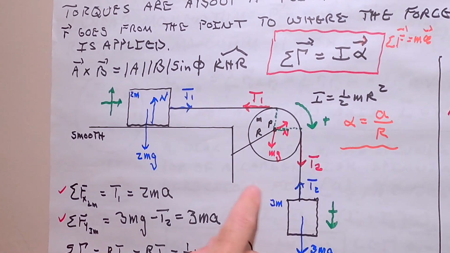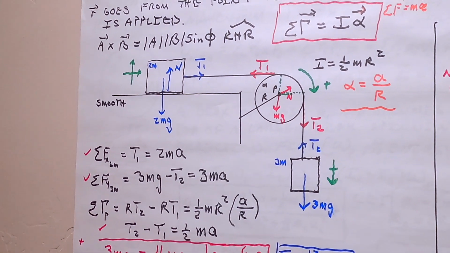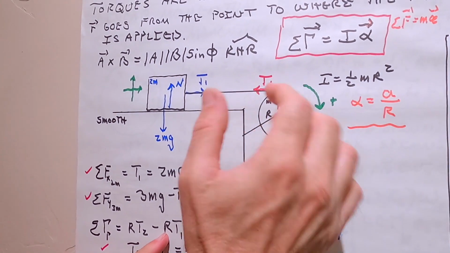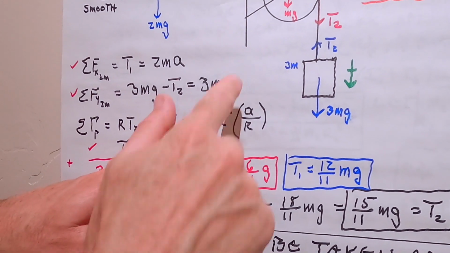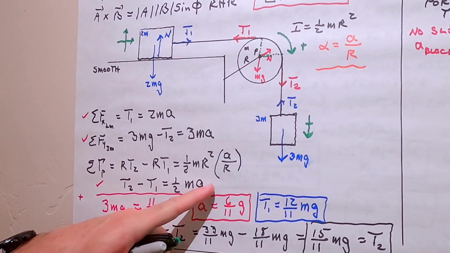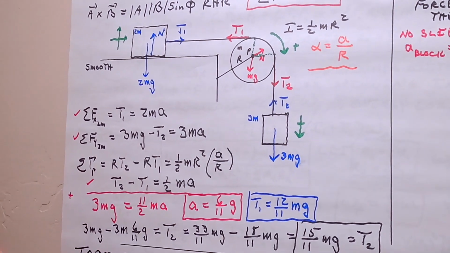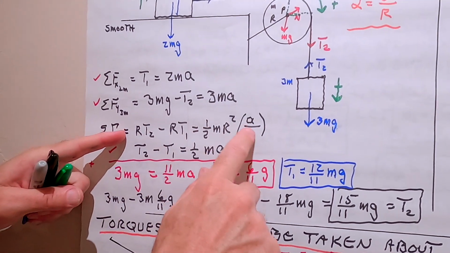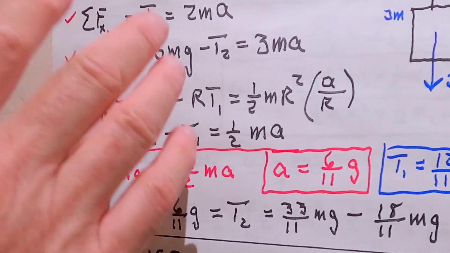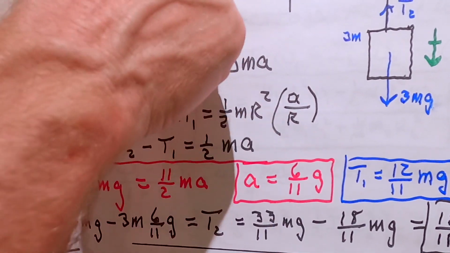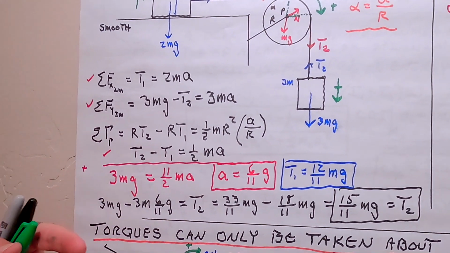If we look at the torques going around this way, we got R times T2, because the angle between them is 90, minus, since this is going the other way, R times T1, and that equals the I, which is 1/2 mr squared, times alpha, and we remember we just made that a over R right there. Okay, so I can cancel all the R's. One cancels with that, and the other one cancels with these two. Remember, we have one more unknown than we used to have because we used to call that the same tension. But we have one more equation, so now we can solve for everything.